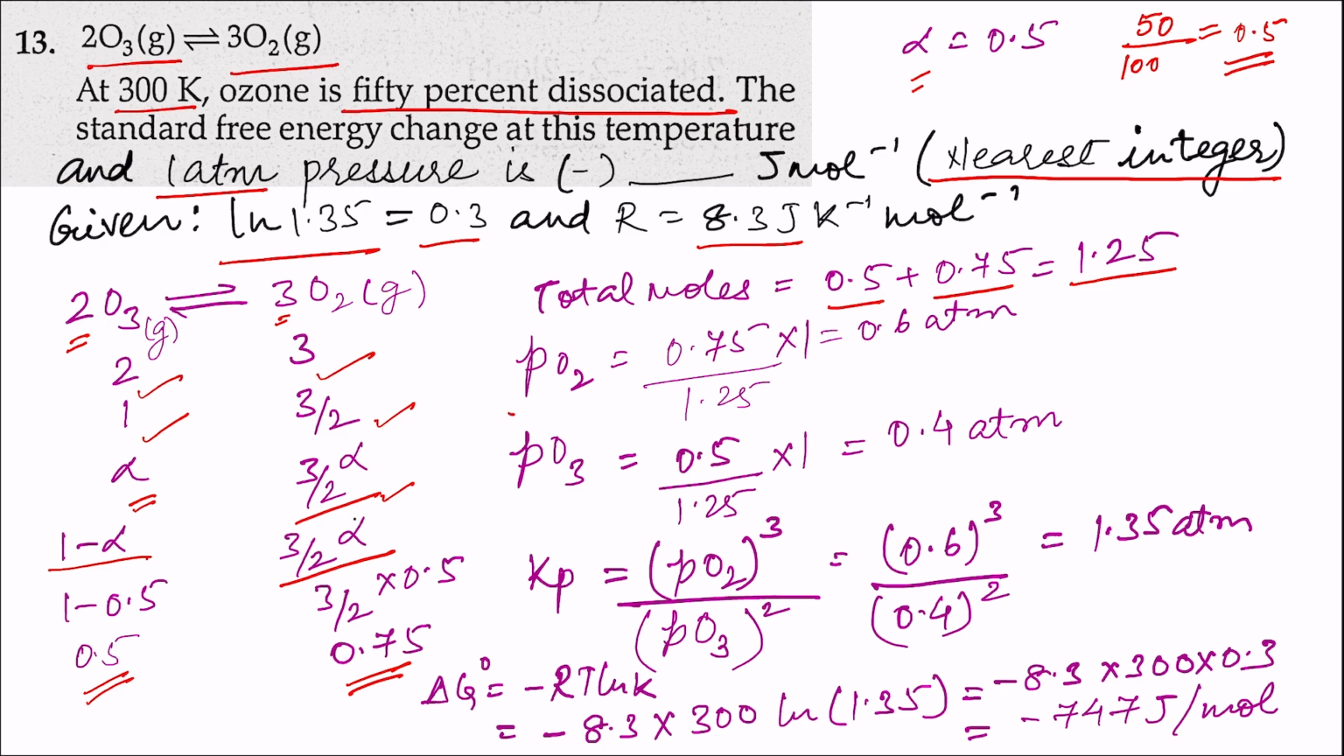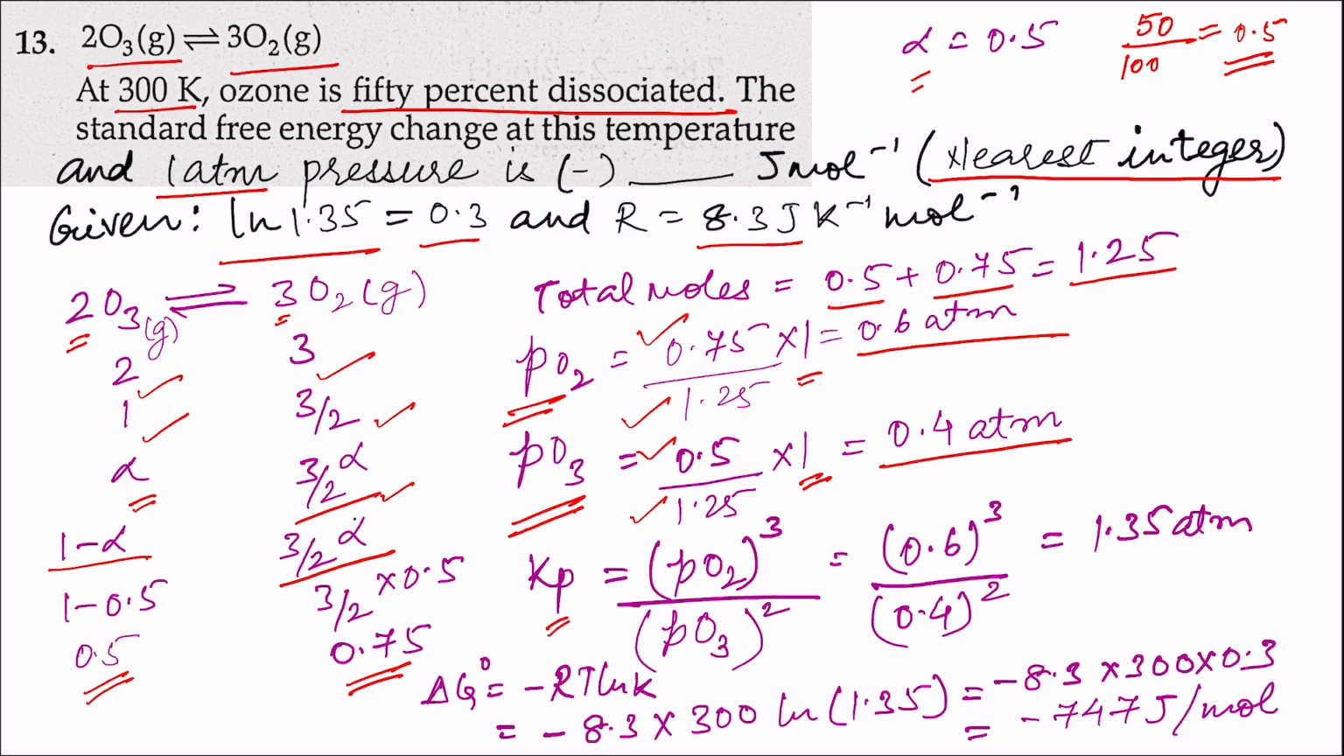Now partial pressure of oxygen is equal to moles of oxygen divided by total moles multiplied by total pressure. So this is equal to 0.6 atmosphere. Partial pressure of ozone is equal to moles of ozone divided by total number of moles multiplied by total pressure, and partial pressure of ozone is 0.4 atmosphere.